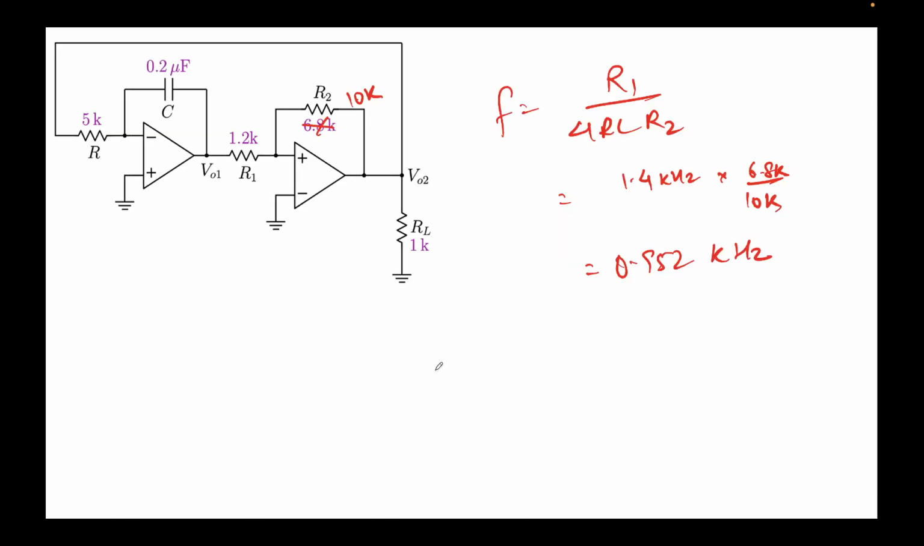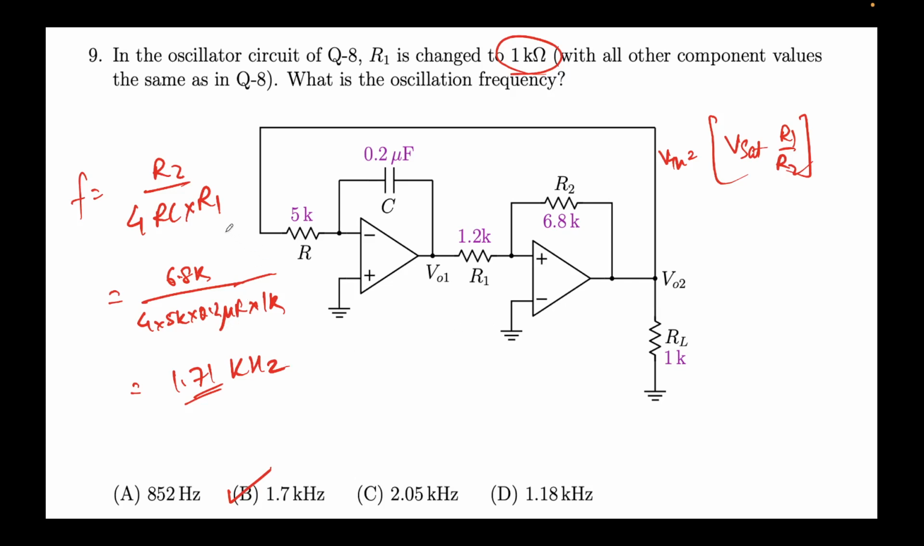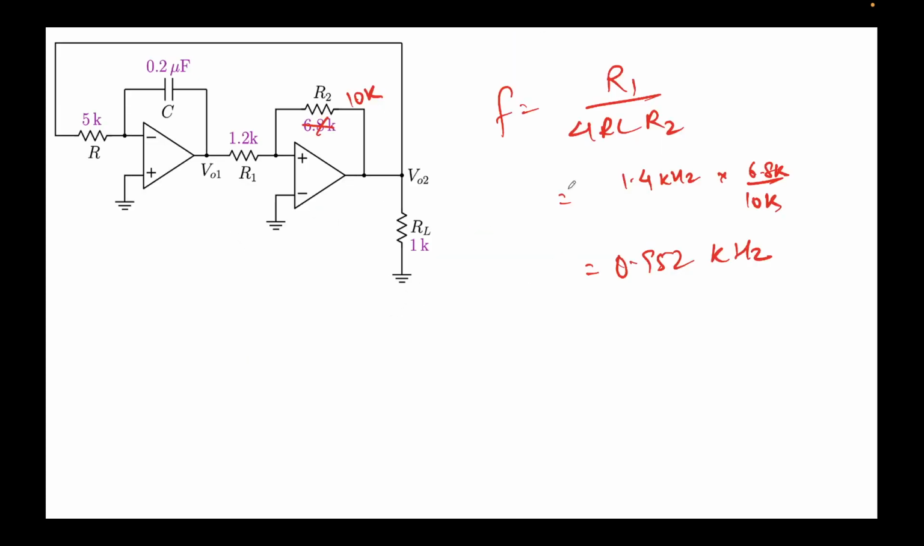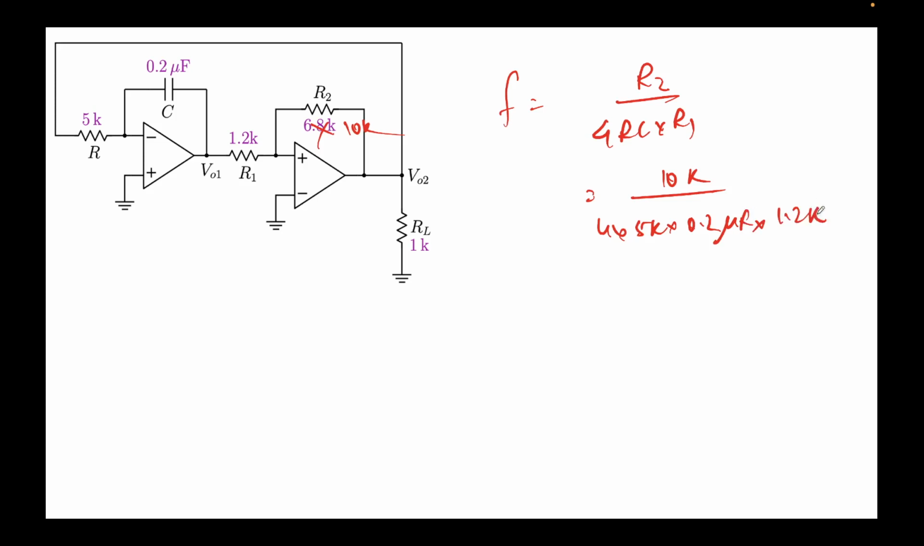So just a second, which one has increased? So what was the formula? R2 by 4 RC R1. Okay, sorry, that was a mistake. So its frequency is R2 by 4 RC times R1. You put these values, this is 10k. So 10k upon 4 times 5k times 0.2 microfarad times R1 is 1.2k. You plug all these values, and earlier it was like 1.4 and now it has increased to 10 from 6.8. So this is coming out to be around 2.06k. This expression evaluates to 2.06k.